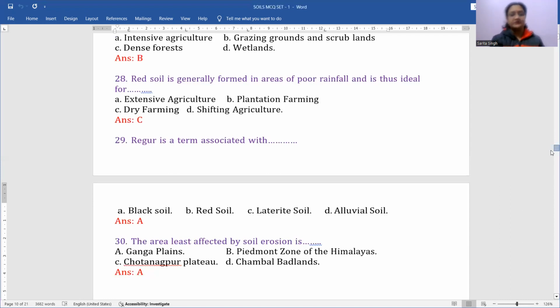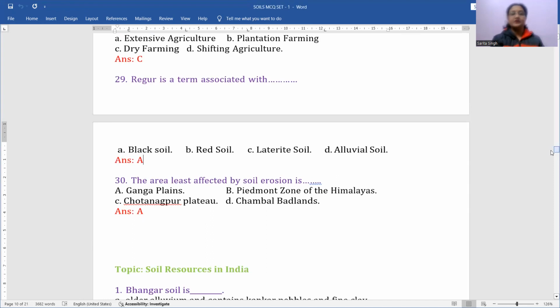Now in the question also the same thing is given. Regur is a term associated with black soil, red soil, laterite soil or alluvial soil. It is black soil. Okay.